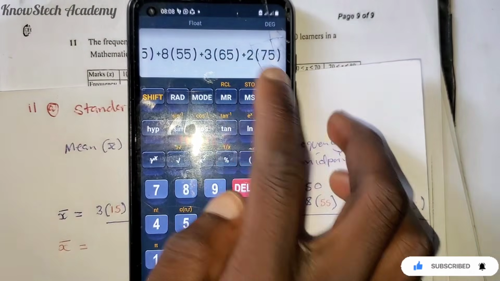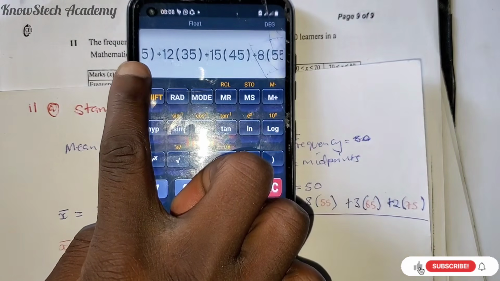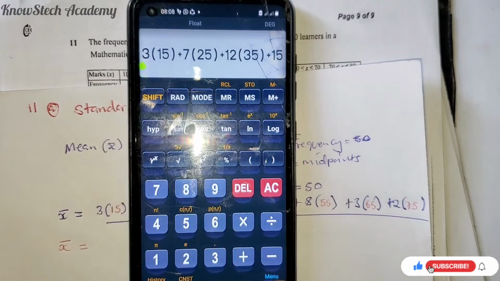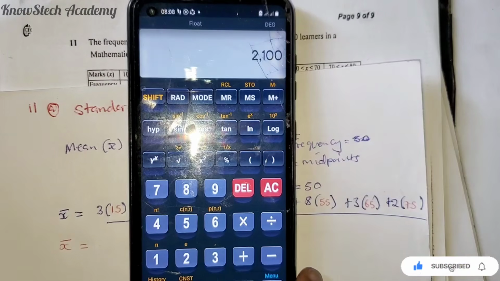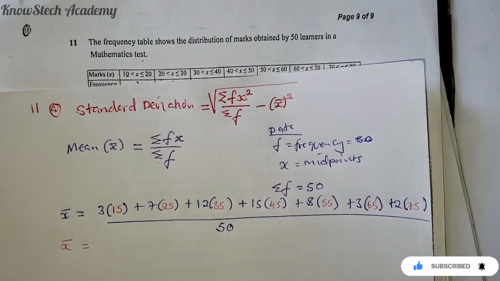So when you punch everything in the calculator, it will be like this. Okay, so everything then is equal to 2100. It is giving me 2100. Can you just confirm on your calculator as well?